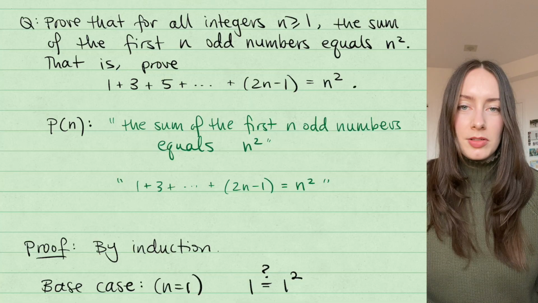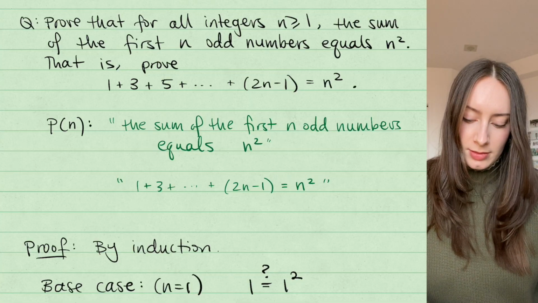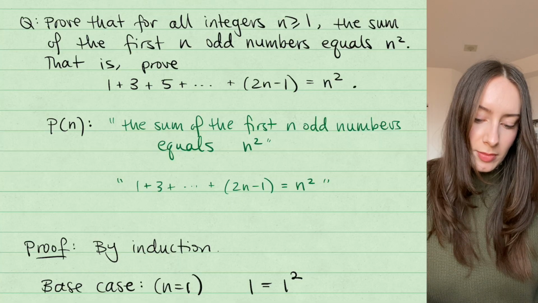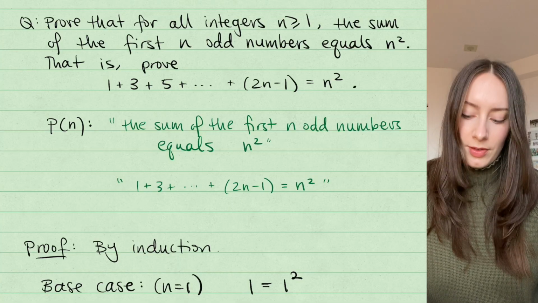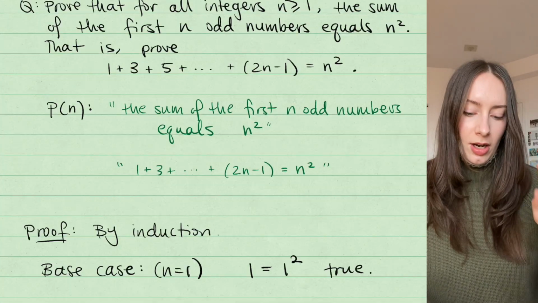So is this actually true? Yes, it is, because 1 squared is actually equal to 1. So we verified the statement p of 1, and so we verified our base case. So this is true, and our base case is done. Okay, next step.